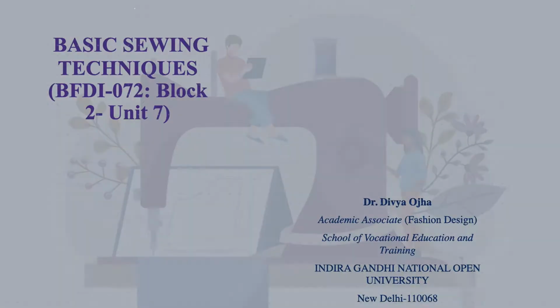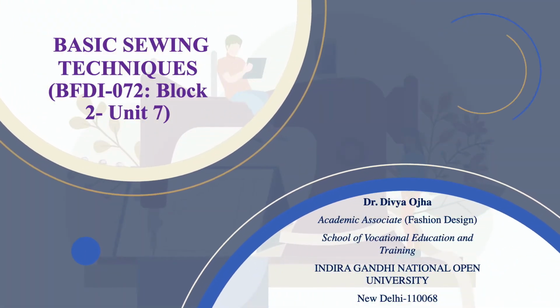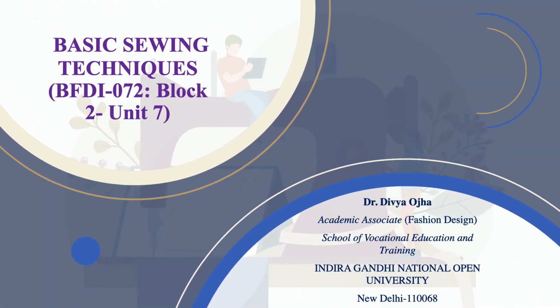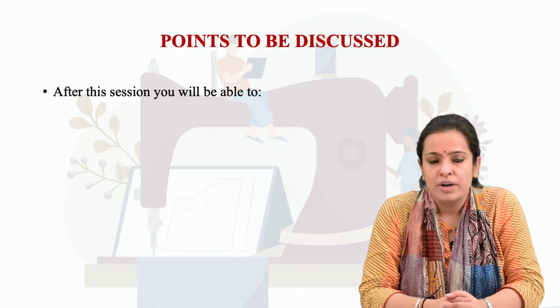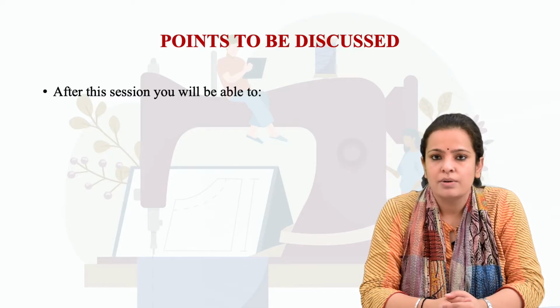Today we are here to discuss Unit 7 of Block 2 of Course 2, which is BFDI 072, Basics of Pattern Making and Sewing. Points we will be discussing in this particular session.